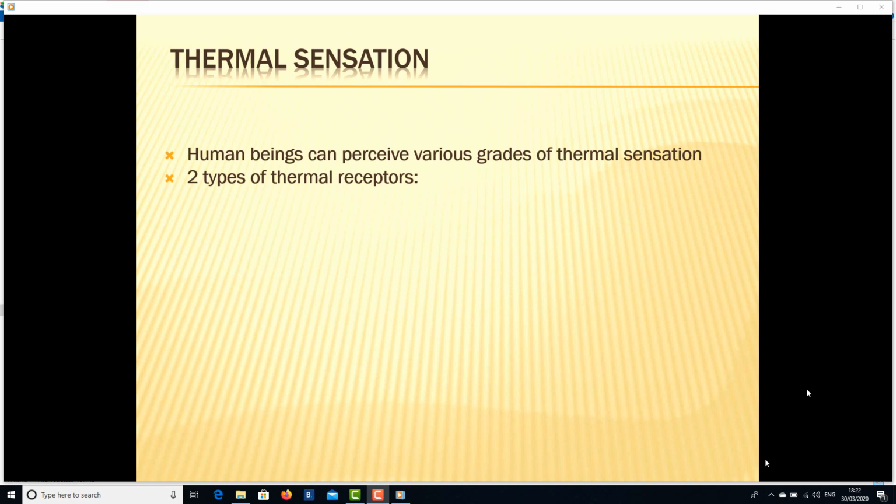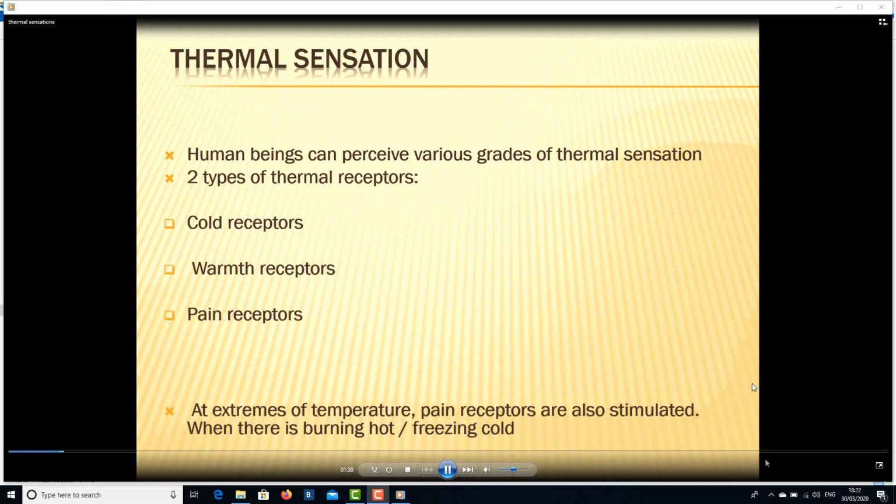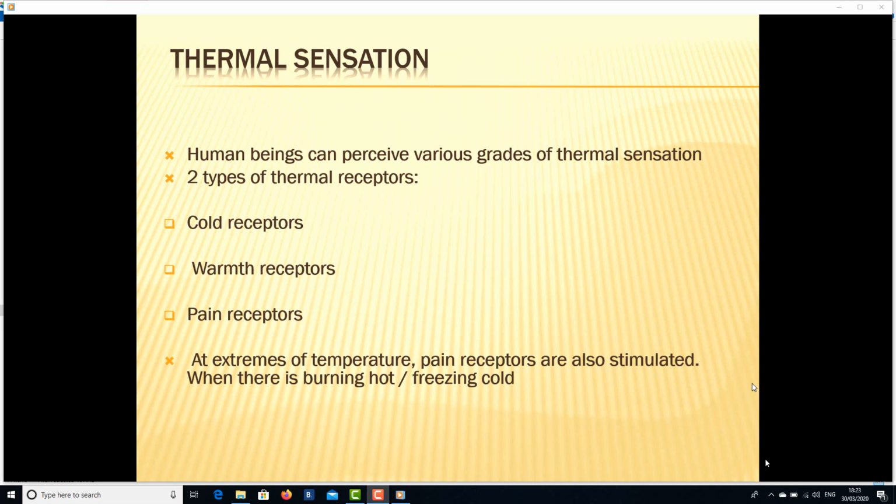As we all know, human beings can perceive various grades of thermal sensations. We have two types of thermal receptors, which are cold receptors and warm receptors, and pain receptors. At extremes of temperature, the pain receptors are also stimulated when there is burning hot or freezing cold. As I have already told you, whenever there is any extreme of sensation which is not tolerable to our skin or body, what is perceived is pain.